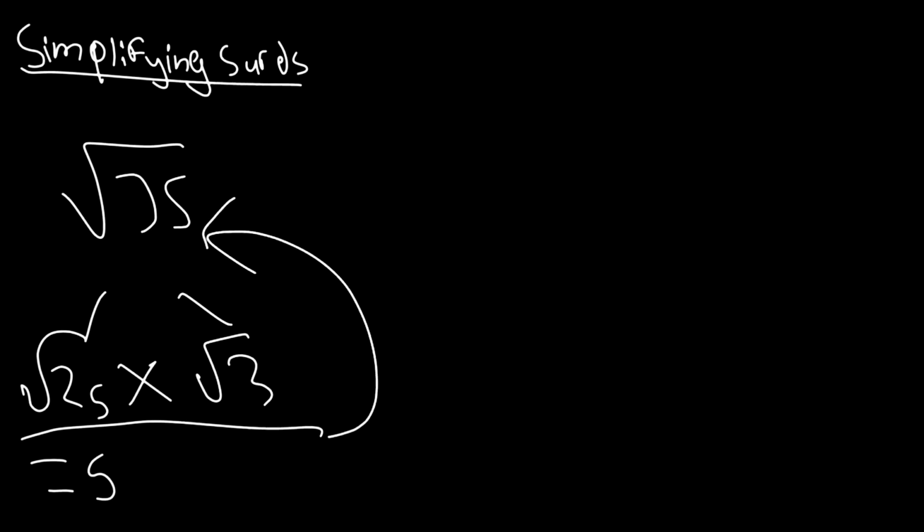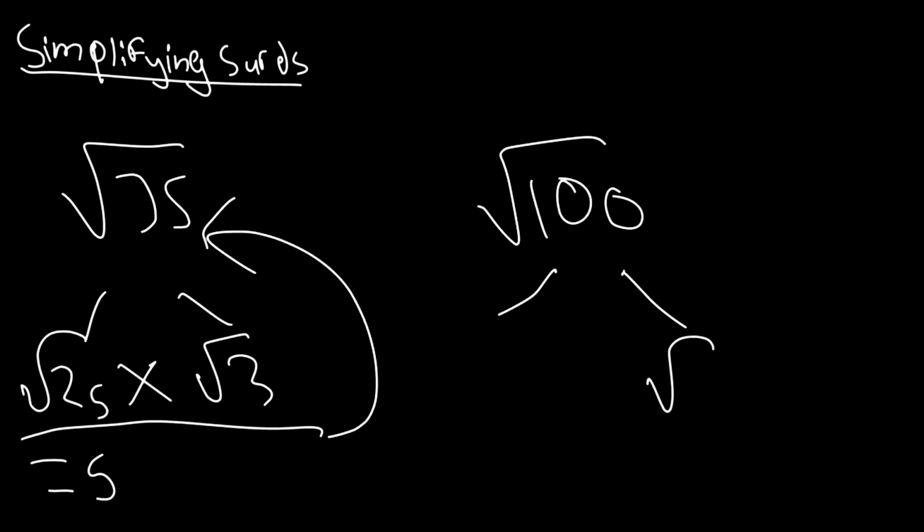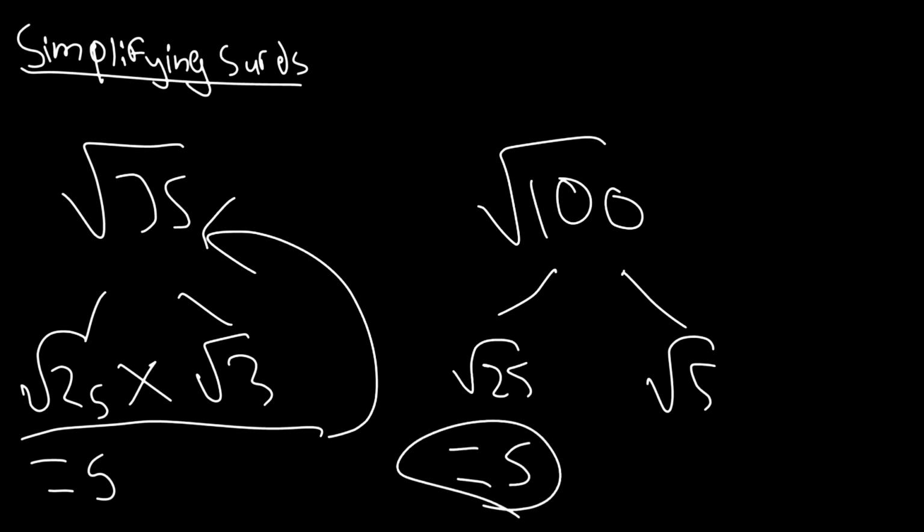So let me re-explain this with another surd. Let's say we have root 100. The way to simplify this is we split it up into 2. One has to be a surd, so let's say root 5, and the other has to be a whole number as a surd. So let's say root 25 again, which is equal to 5. And these have to multiply together to give you that number.